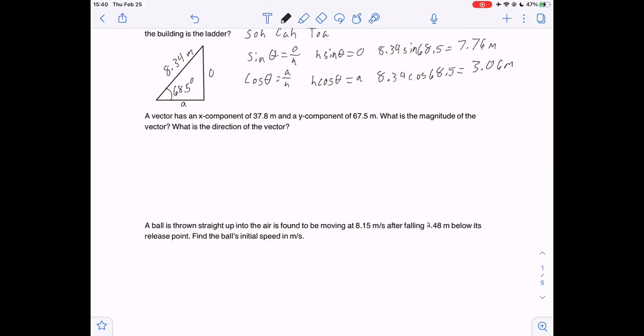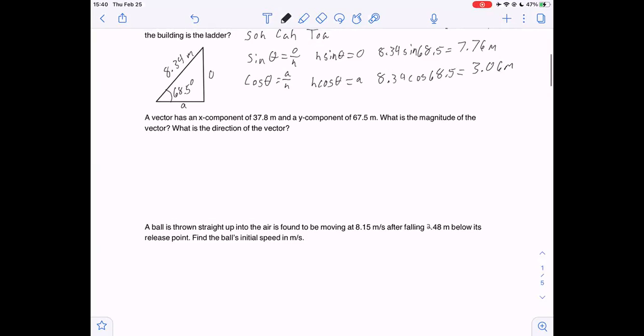Another one. A vector has an x component of 37.8 and a y component of 67.5. Find the magnitude of the vector and the direction. So we're looking for theta and our r. So we'll just go ahead and draw a triangle, label it 37.8 and 67.5, theta. What equations are we going to use here?